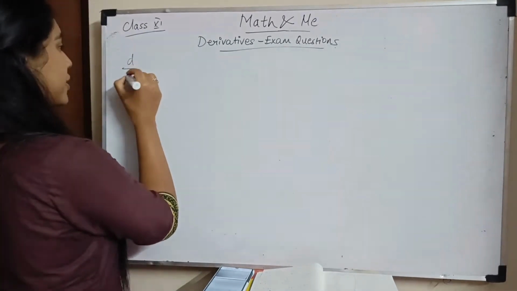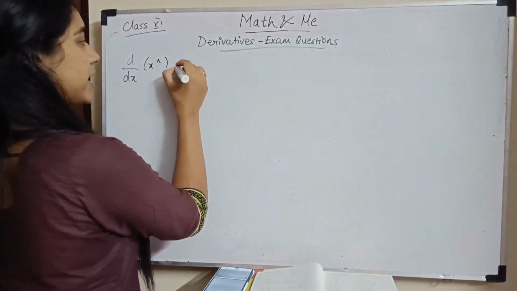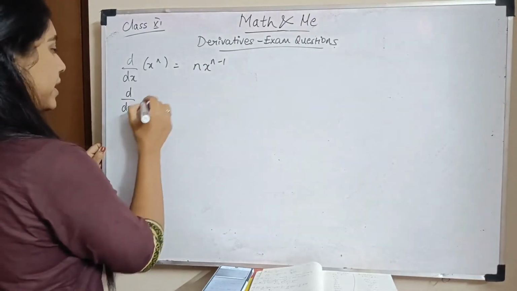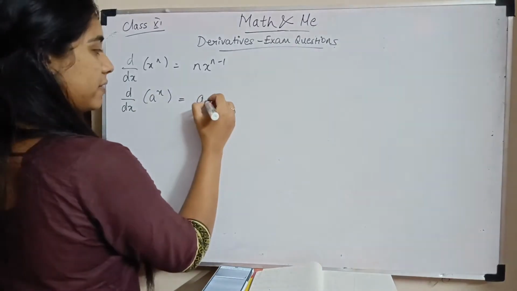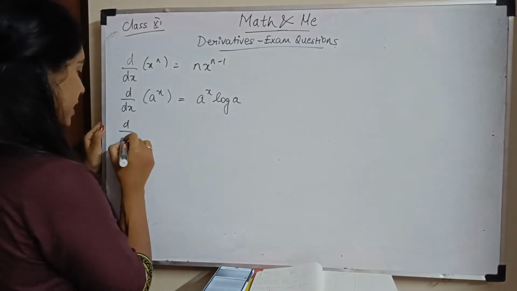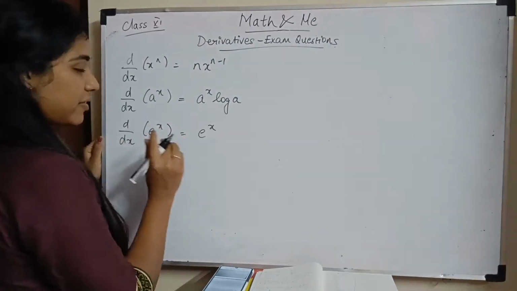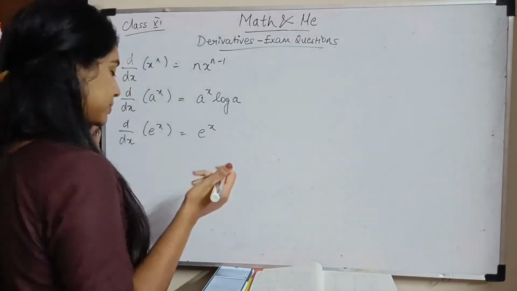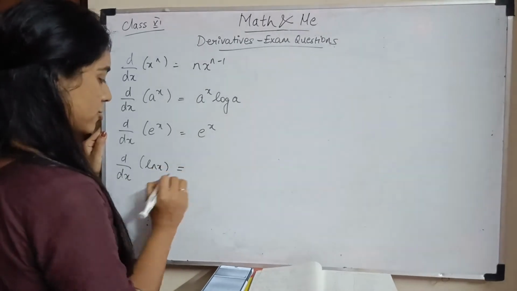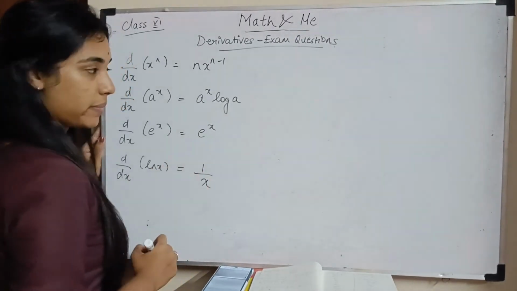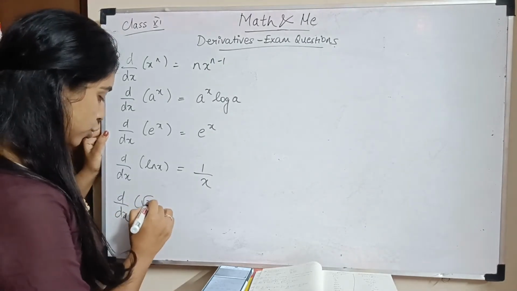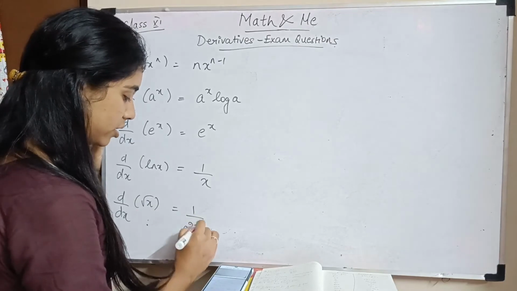Okay? So first when you have dy dx of x to the n, it is nx to the n minus 1. When you have d by dx of a to the x, you have a to the x log a. When you have d by dx of e to the x, derivative of e to the x is e to the x itself. Okay? Then you have d by dx of ln x, natural logarithm. Adoda derivative enna 1 by x. Then you have d by dx of root x, which is nothing but 1 by 2 root x.